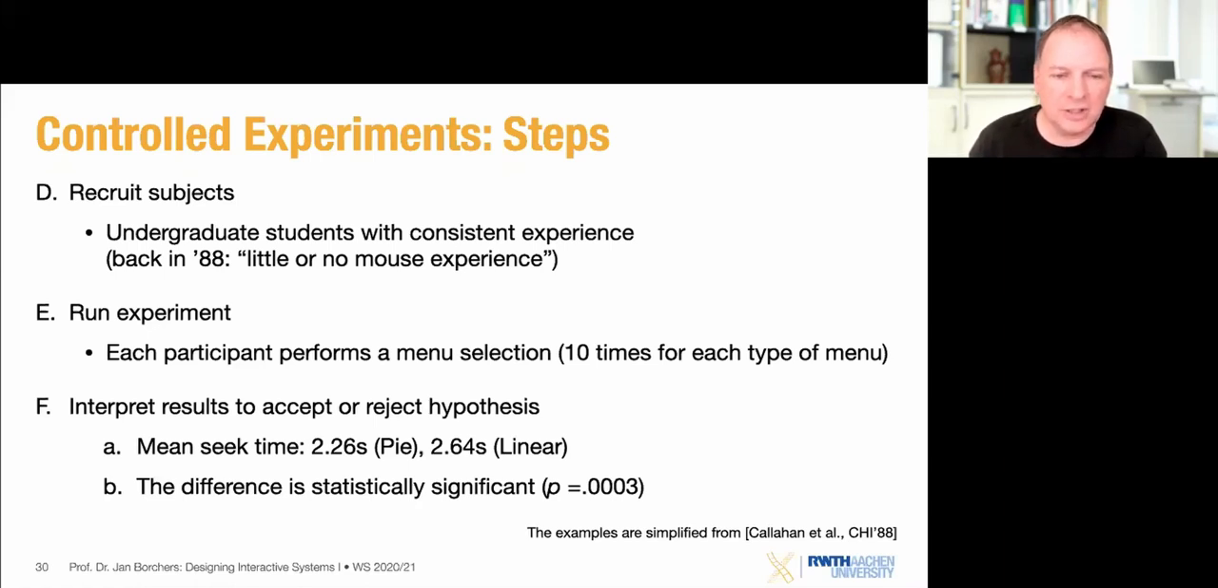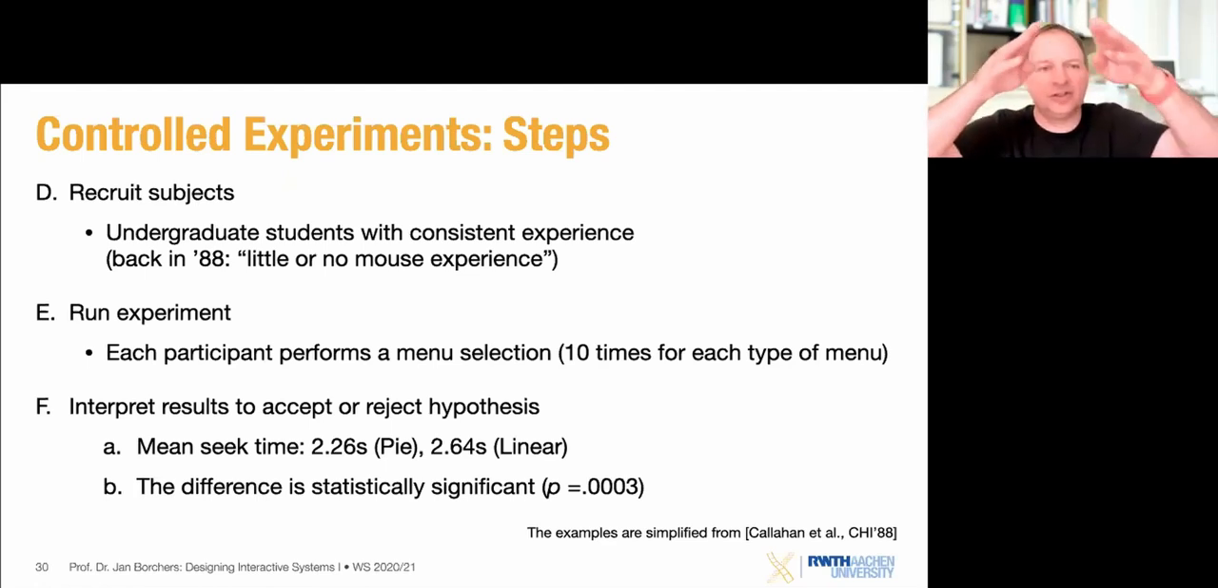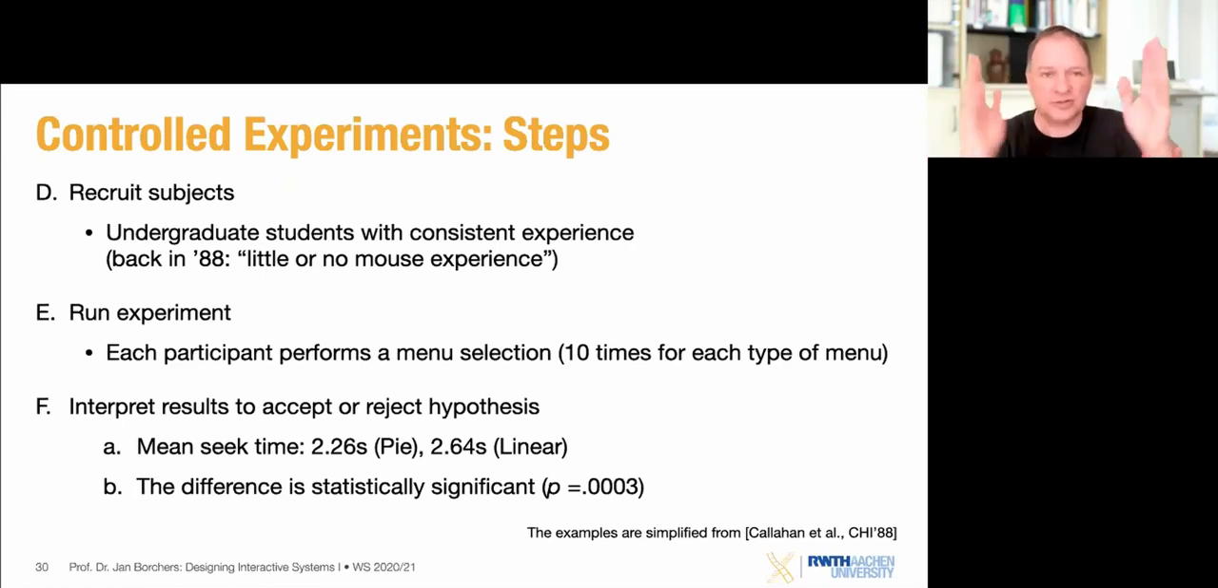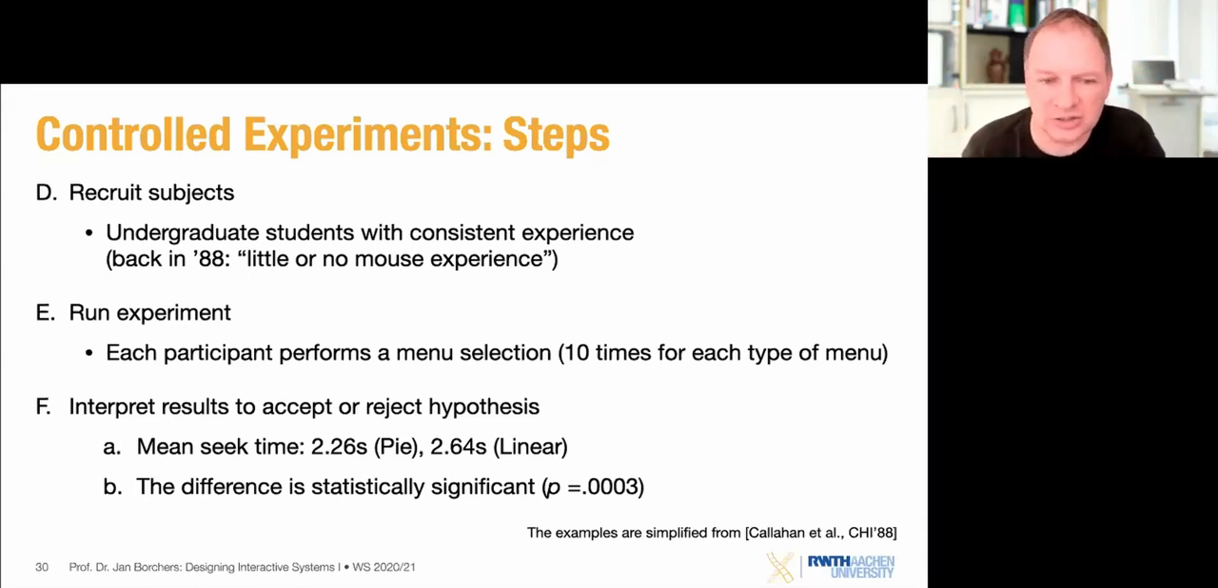So for example, the results may be something like you find that the mean, so the average of your seek times, is 2.26 seconds for the pie menu versus 2.64 seconds for the linear menu. And also, we can't tell from just these two numbers, of course, but if you know what the statistical distributions are of these two results, because not everybody is going to be exactly at 2.26 seconds, it's going to be a distribution, a little Gaussian curve. And if these curves are significantly far apart from each other, we can show that the difference is actually statistically significant. And we show that by measuring a p-value.